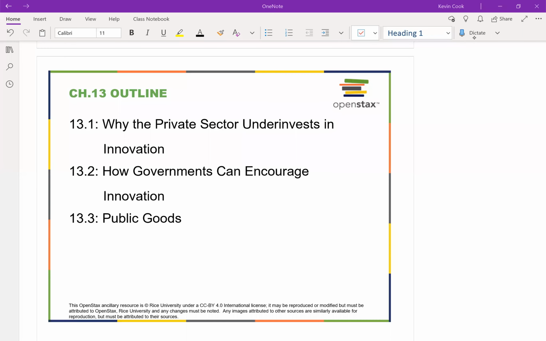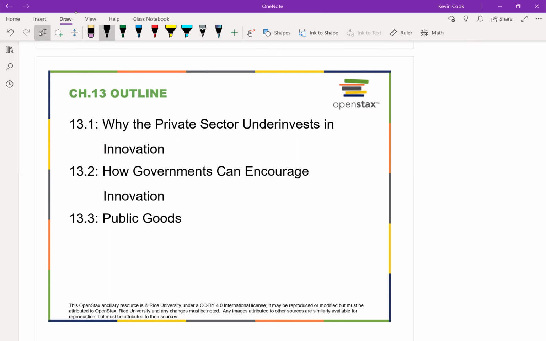So in this chapter, we're looking at chapter 13, which again is looking at positive externalities and public goods. In this, what we'll look at is the first part. It says why the private sector underinvests in innovation.